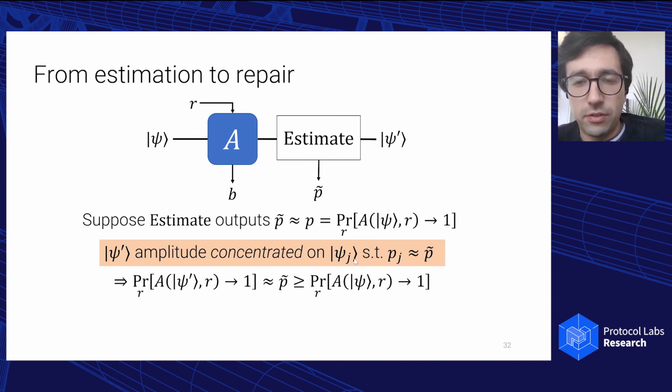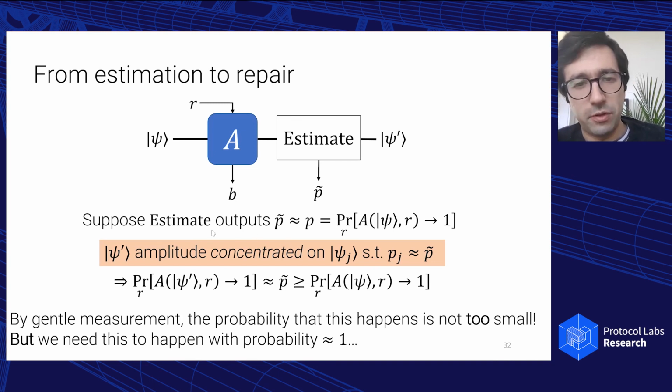The eigenvalues of these vectors correspond to the probability that if I give you such a vector inside of this algorithm, it outputs 1. And because this state is concentrated around eigenvectors that have eigenvalue pj, this probability is also going to be concentrated around pj, around p tilde. And this p tilde is roughly p. So the end result of all of this argument is that if I get an outcome p tilde here, then the state has been repaired. The resulting state is concentrated around this subspace of good states.